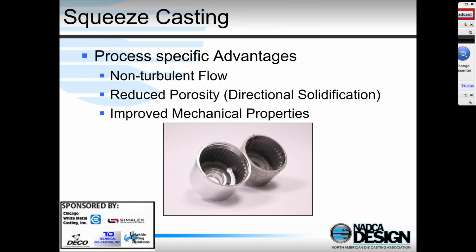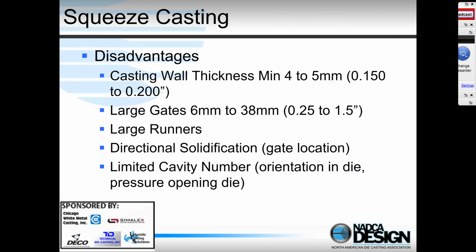Process advantages: basically non-turbulent flow, reduced porosity, improved mechanical properties. Disadvantages: because we're filling slowly, thick walls, we have to go with somewhere between 150 and 2.2 inches. Again, large gates, large runners, we have to get directional solidification.